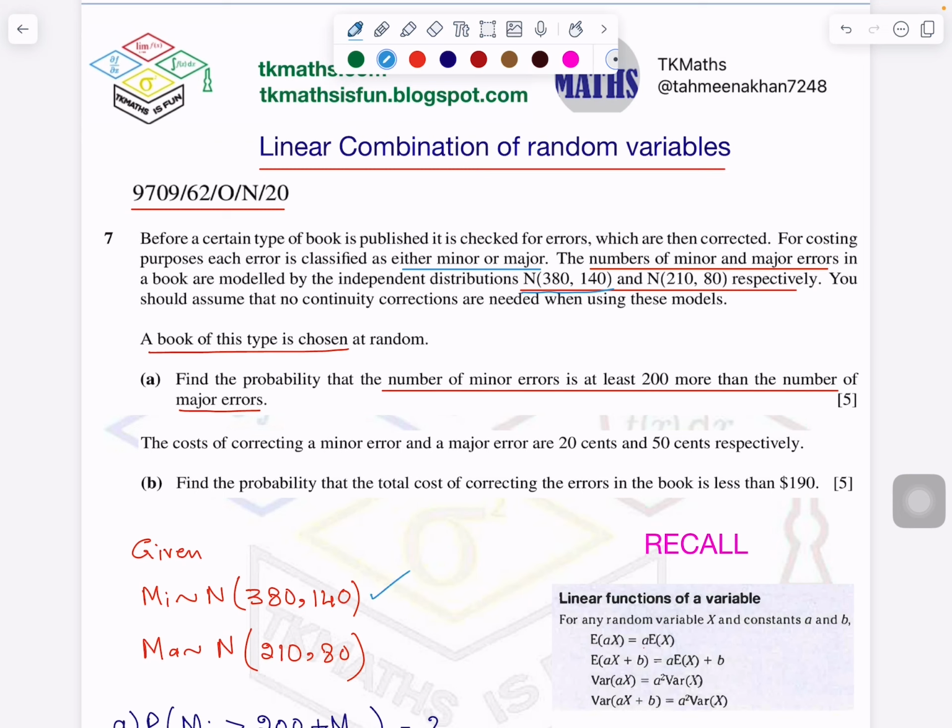When you're reading a question, keep separating the information you need, keep jotting it down. It will always help you. And for the major, it is given to you here, 210 and 80. So I have written it here. So this is the information provided to you. Now you should assume that no continuity corrections are needed. Okay, so this is informed to you here.